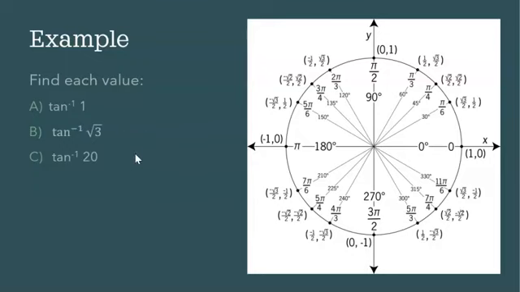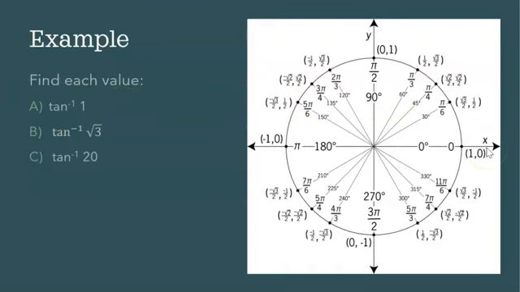So for tangent inverse of 1, remember to go through and look for where the y divided by x would be 1. Right here it's 0. Y divided by x right here is not going to get you 1, because remember, the y and the x have to be the same value. But right here at pi over 4, this division will get you positive 1. So pi over 4 is my answer there for part A.